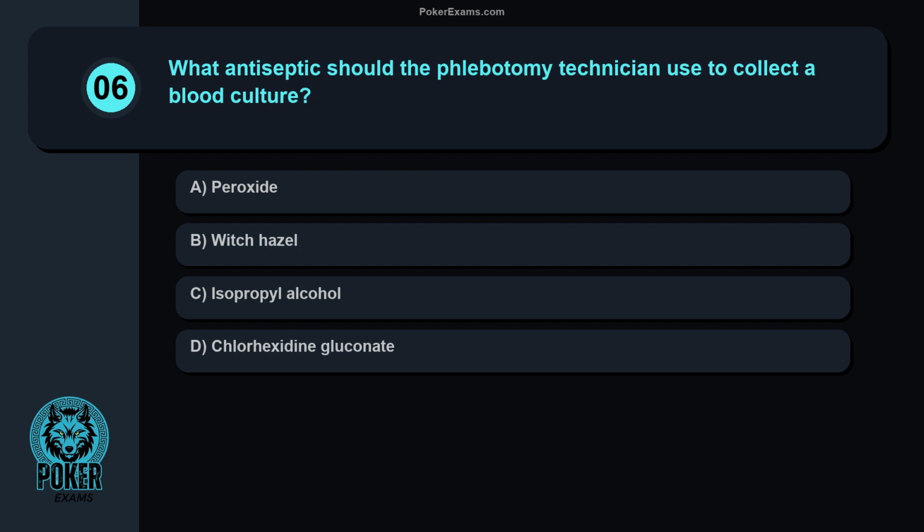Question 6. What antiseptic should the phlebotomy technician use to collect a blood culture? Peroxide, witch hazel, isopropyl alcohol, chlorhexidine gluconate.